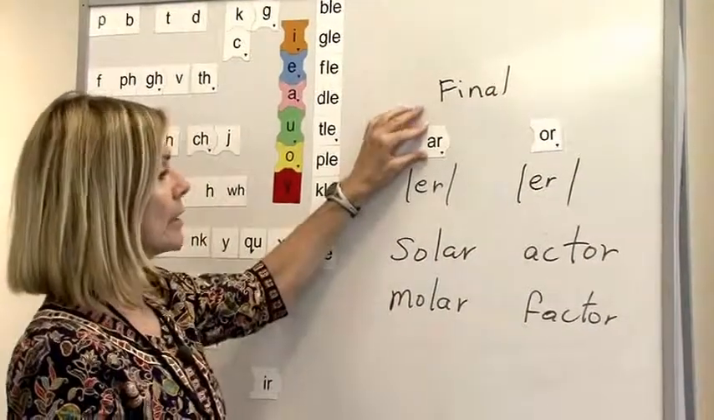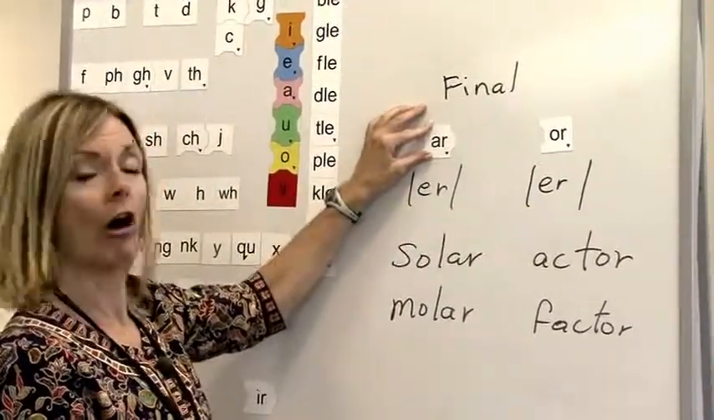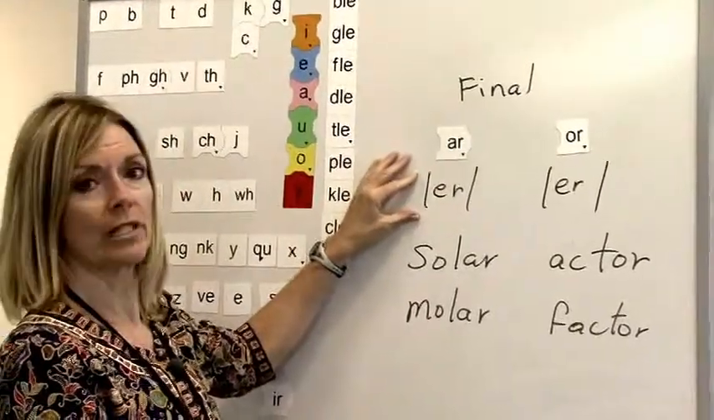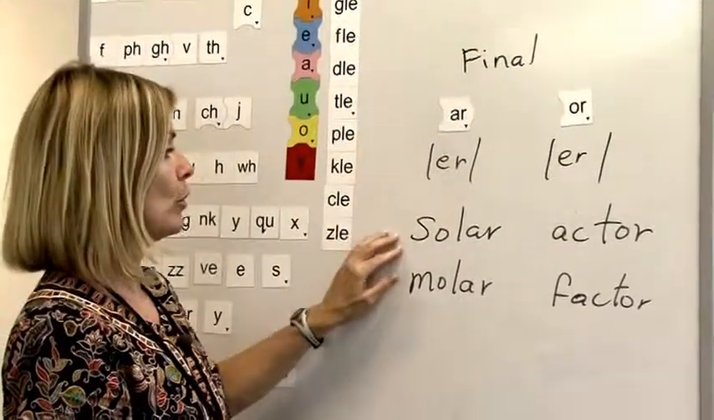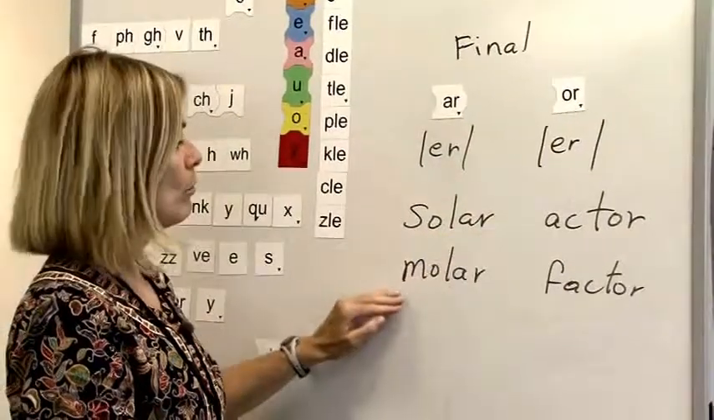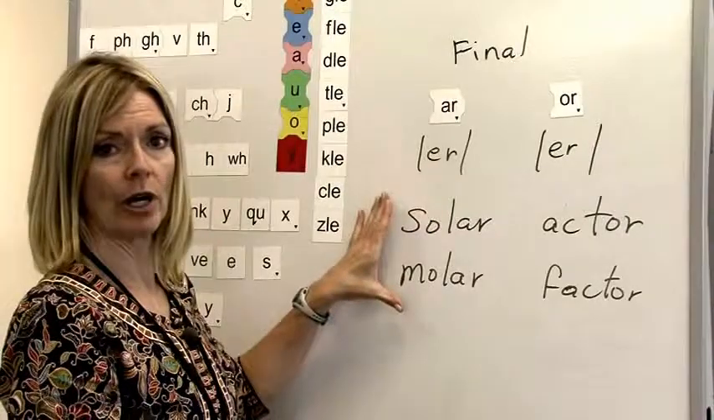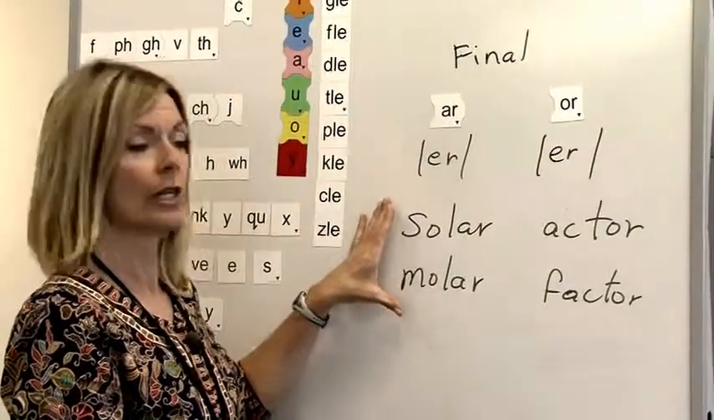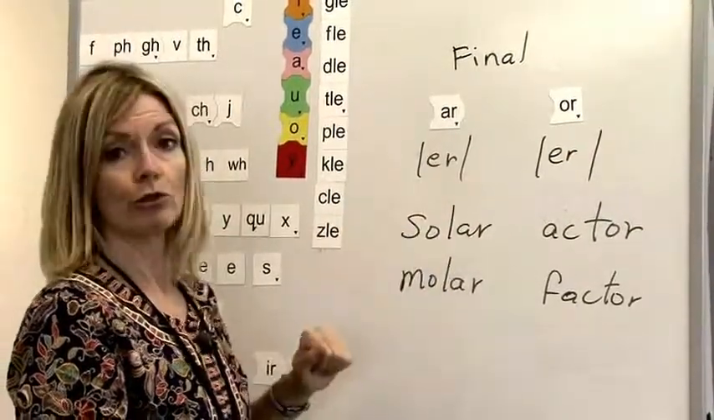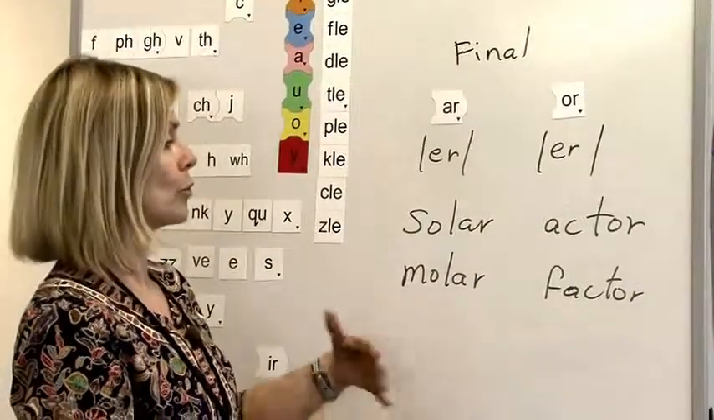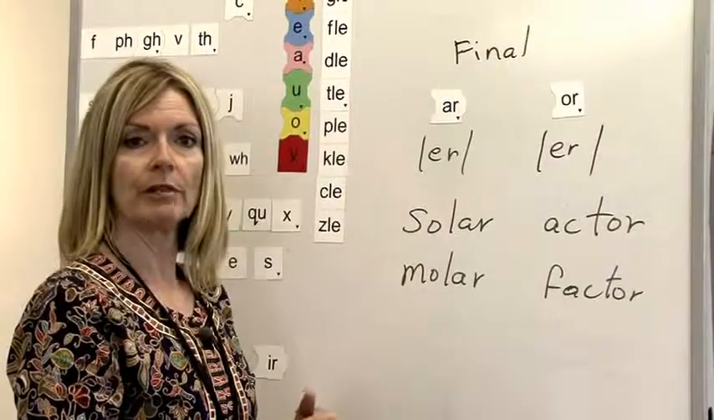And another new concept for Lesson 13: AR and OR in a final position. We learned last time that AR says "ar" as in star. However, when it's at the end of a word, it says "er". For example, solar, molar. Again, this is one of those things you simply have to memorize when you come to spell these words. When you're reading them, you would try "ar".